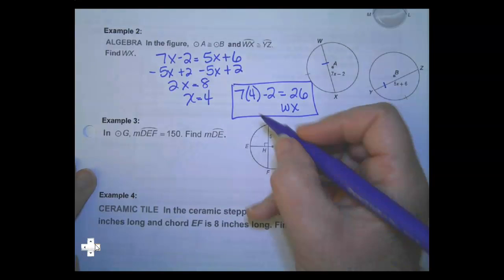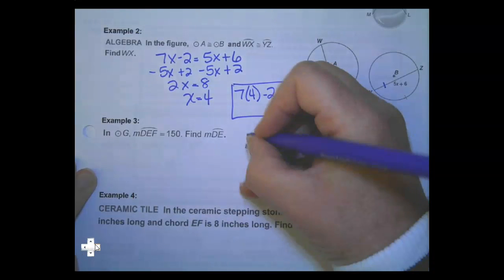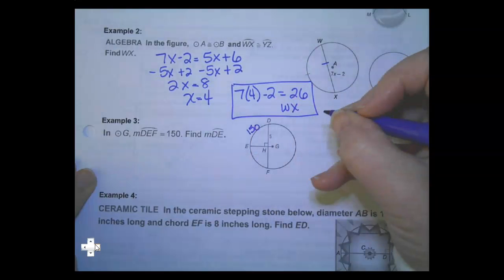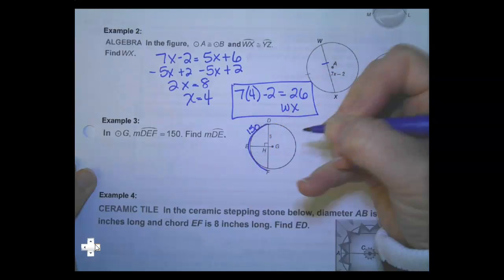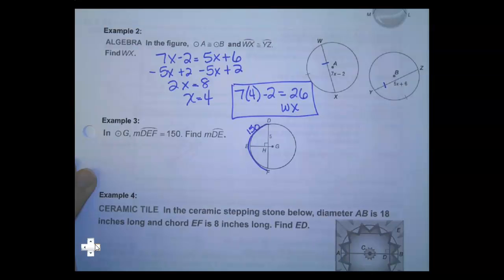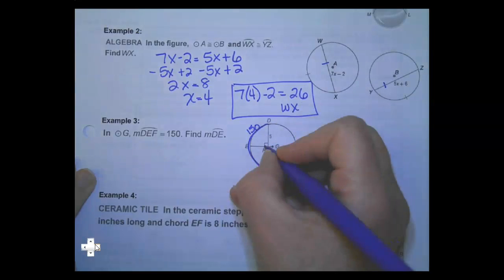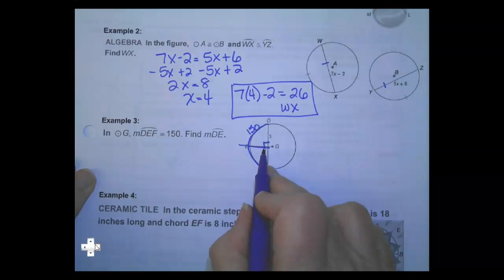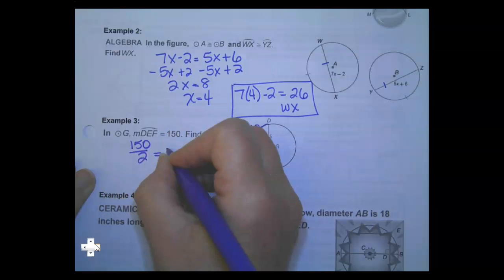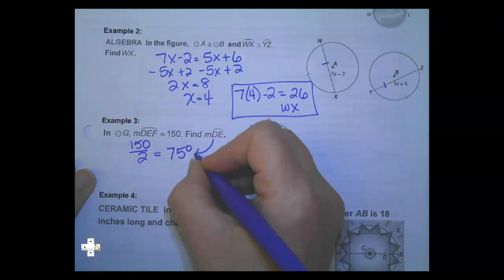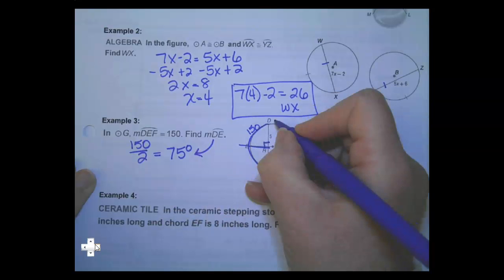Okay. D to E is 150. Oh, sorry, DEF, that whole thing, like that. All right, so how can we find out how much just DE is? Well, since this is a bisector, because of that congruency, because of the perpendicularity, we would just take 150 and divide it by 2. So the measure of DE is 75.